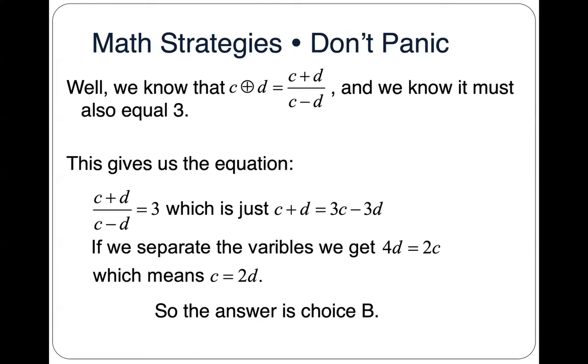If we separate the variables, getting the D's to one side and C's to the other side, we end up with 4D equals 2C, which means C on its own is equal to 2D. So the answer choice is B.